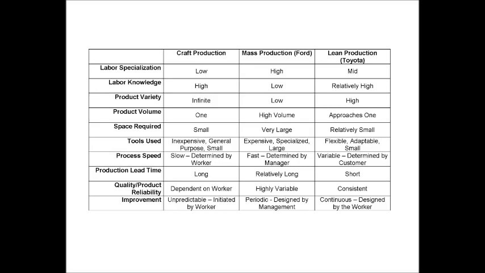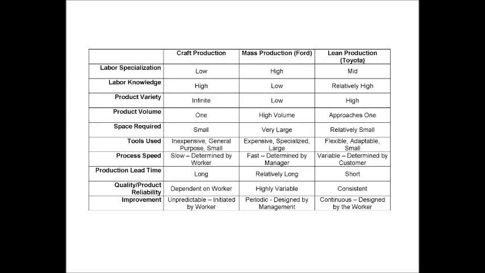The process speed was slow and was determined by the worker. Because the workers were really the owners of the business, they could determine how quickly they would work. If they wanted to get a job done quicker, they would work faster. If they wanted to take their time on a particular part of that process, they would work slower. It was completely determined by them. They were the owners. They could make all of those decisions. You can imagine that production lead times were very long.